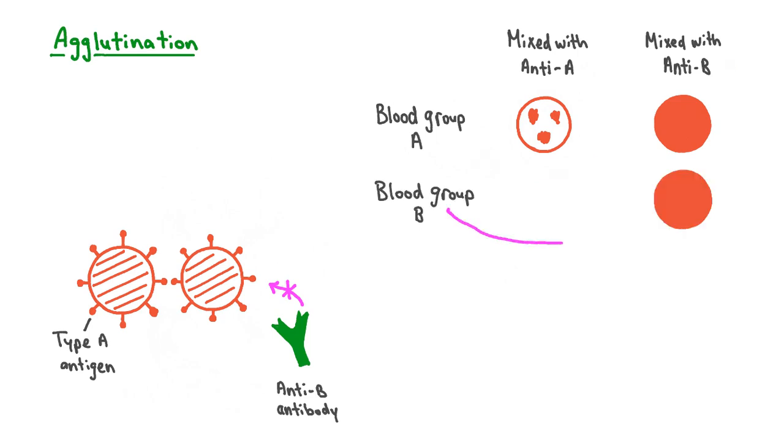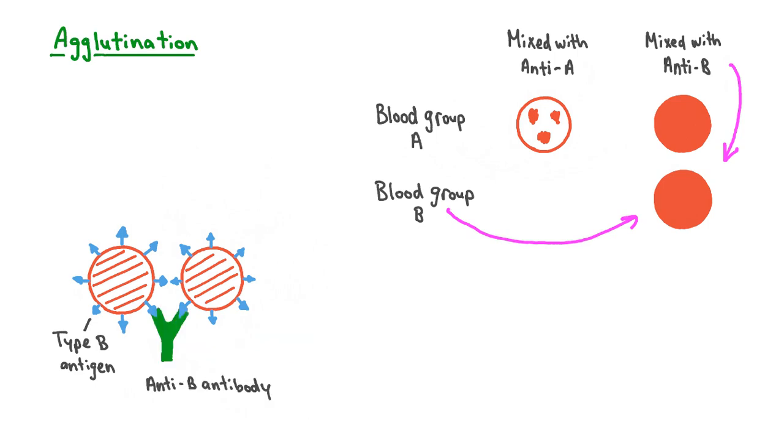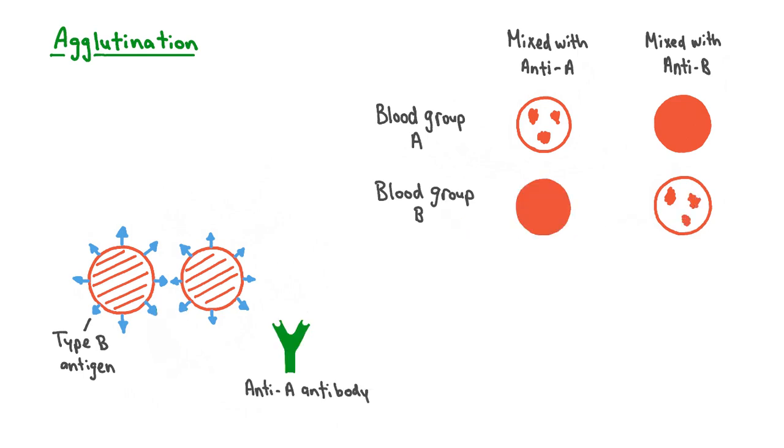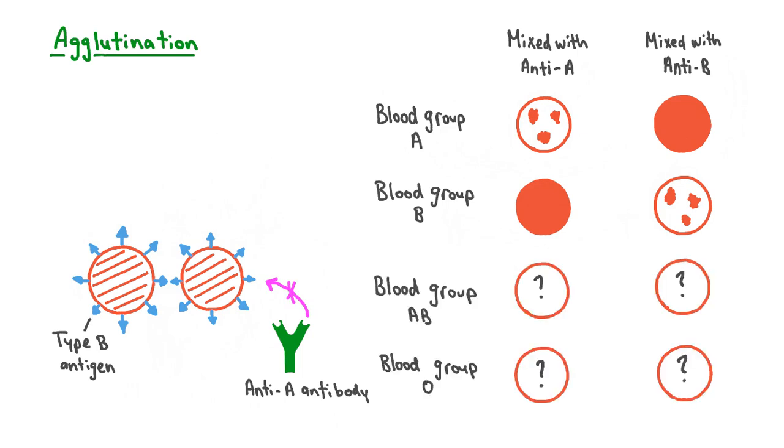But when we take a drop of blood group B and mix it with anti-B antibody, the anti-B antibody can bind to the type B antigen on this blood group, which we can see here. This causes the blood to clump, and if we mix blood group B with the anti-A antibody, the anti-A antibody won't recognize the type B antigen, so it will not clump. So, what about blood groups AB and O? Why don't you pause the video for a moment and see if you can work it out?